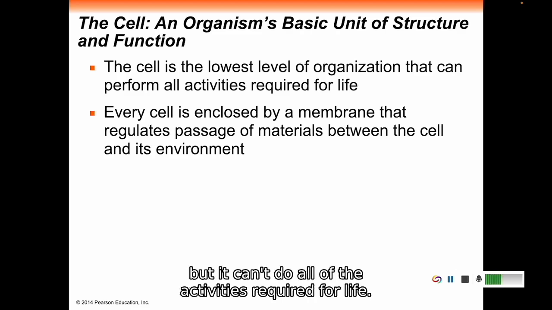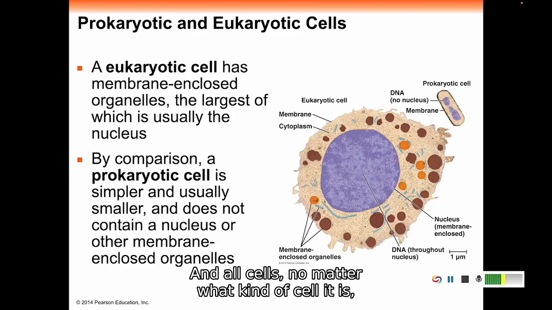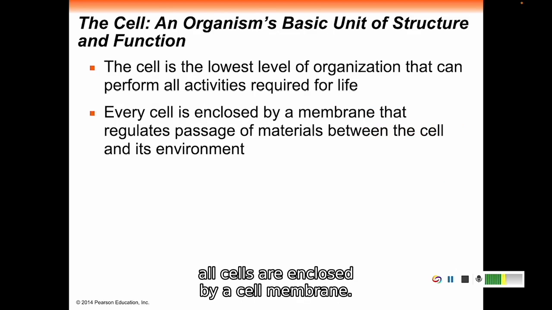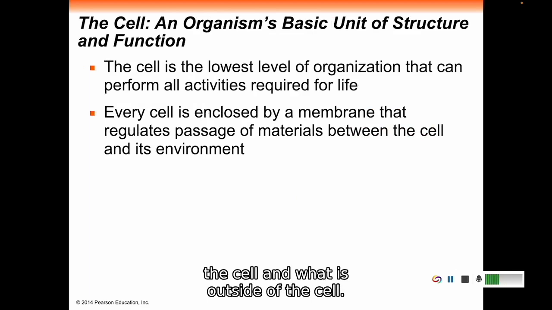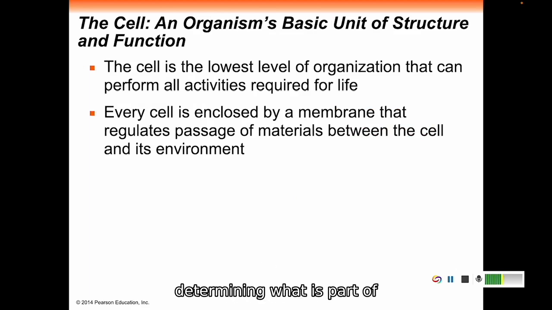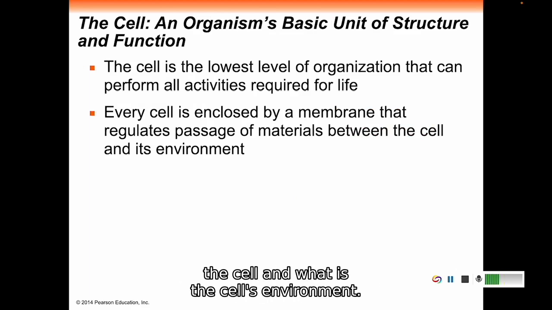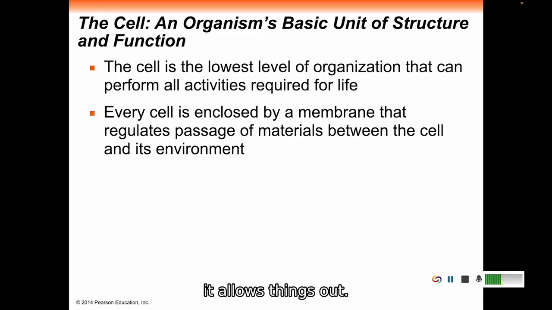And all cells, no matter what kind of cell it is, all cells are enclosed by a cell membrane, and that cell membrane is able to regulate what is inside the cell and what is outside of the cell. So that cell membrane is the boss of determining what is part of the cell and what is the cell's environment. It allows things in, it allows things out.